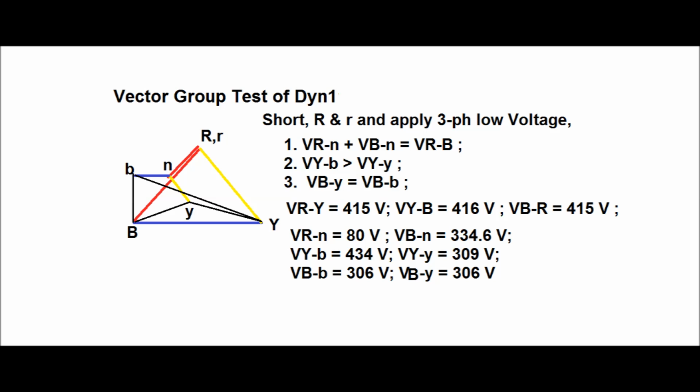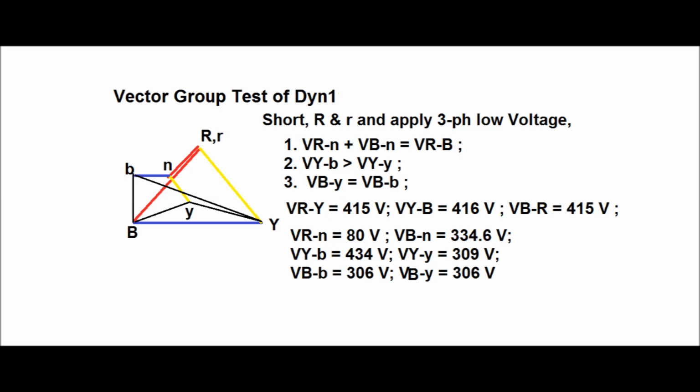Condition 2: the measured voltage between HV side yellow and LV side blue phase comes as 430 volt, and the measured voltage between HV side yellow and LV side yellow phase comes as 309 volt. So you can see that BYb is greater than BYy. Condition 2 is also satisfied.